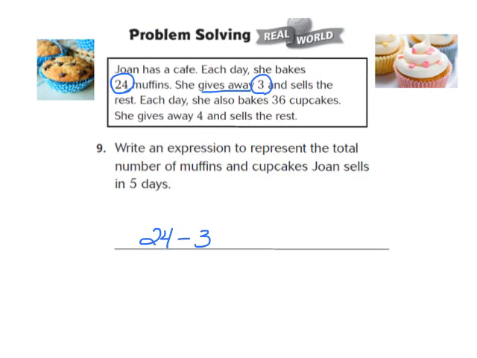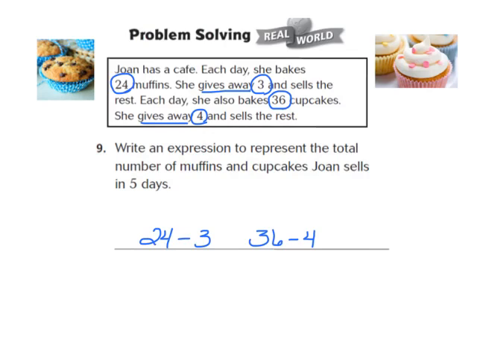Now I also know each day she also bakes 36 cupcakes and she gives away 4. So I'm going to also write down that she bakes 36 cupcakes. Now once again, if she's giving away 4 of those cupcakes, that means they're going away. They're being taken away. So it's going to be 36 minus 4.